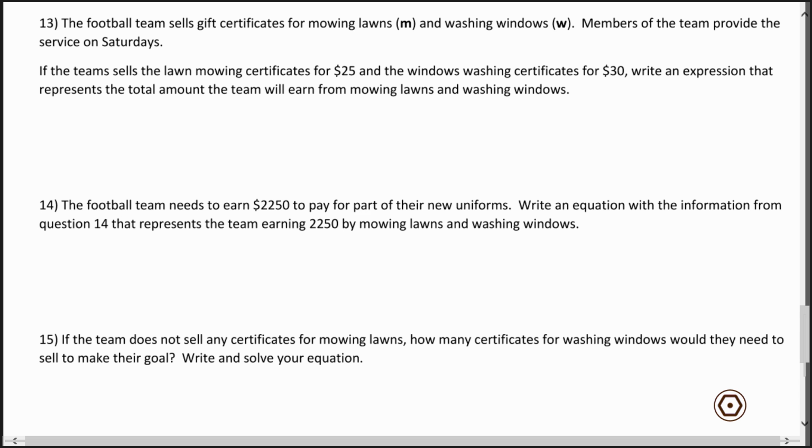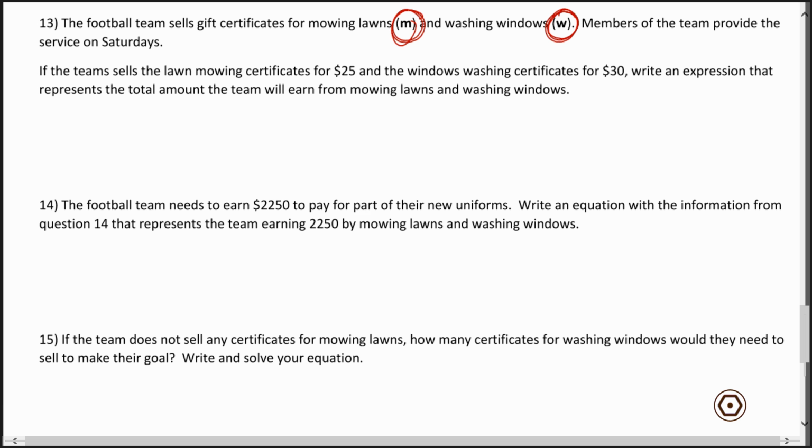All right, we're down to our last 4 questions, and I think we'll do them all in this little segment right here. The Shasta High School football team sells gift certificates for mowing lawns. M is the variable that we'll use for mowing the lawn and washing windows. W is the variable we'll use for washing windows. Members of the team provide service on Saturdays. They show up at your house and say, "Here I am to mow your yard."